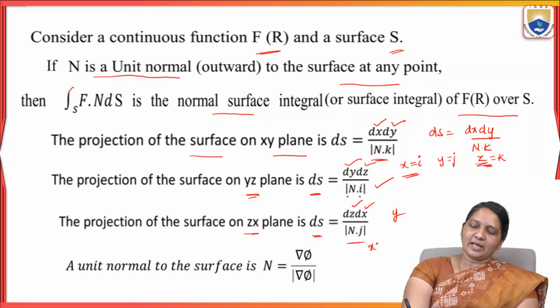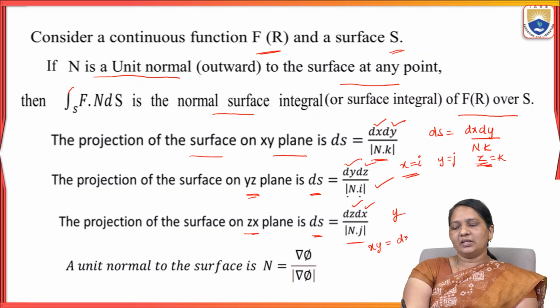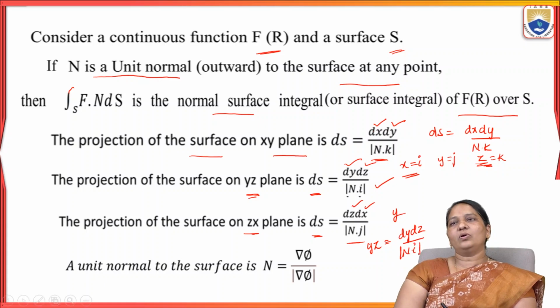If you are taking the xy plane, we will get dx dy. Remaining is z, so n dot k. In the same way, if you are considering the projection on the yz plane, we can take dy dz. What is remaining here? X. So n dot i.